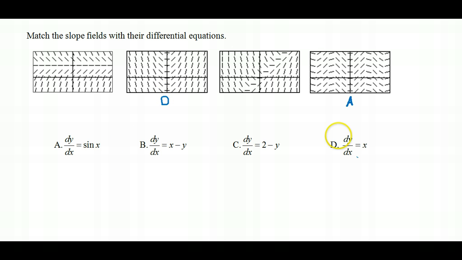So taking a look at A and D, they were only dependent upon the variable x. So let's take a quick look at them. We said that A matched with this last slope field, and since it was only dependent on the variable x, along every vertical line, I have a collection of the same slopes every single time.